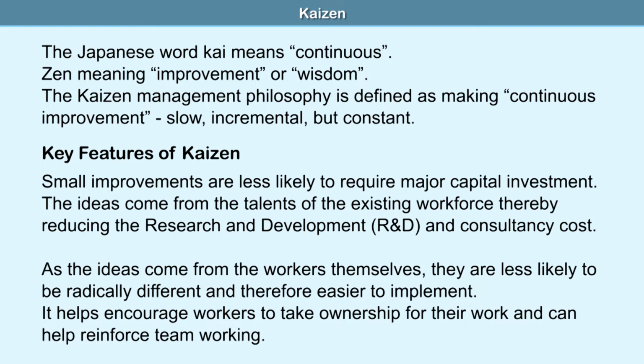The first one being Kaizen. This can be broken down into two words where Kai means continuous, Zen means improvement or wisdom. The Kaizen management philosophy is defined as making continuous improvement slow, incremental but constant. Key features of Kaizen.